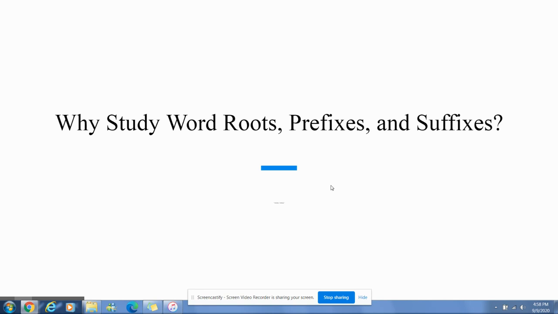I did mention that we will be getting daily homework and that it's not going to take more than 10 to 15 minutes. This is the content that you will be looking at for your daily homework. It's going to have to do with word roots, prefixes, and suffixes.